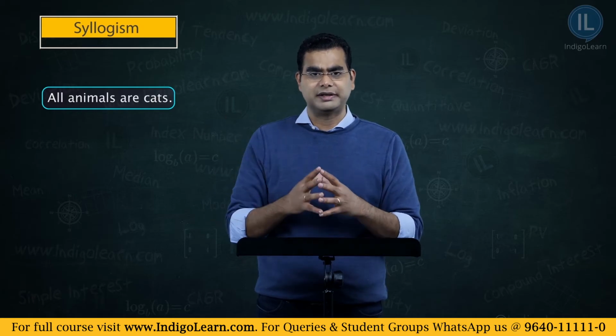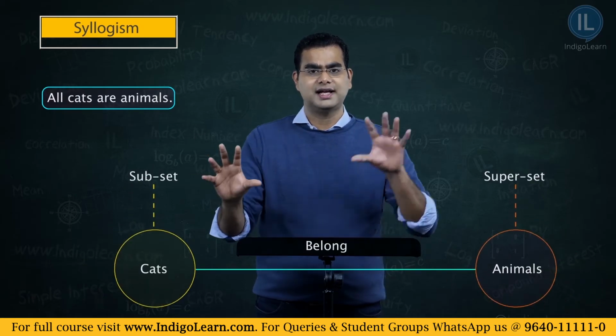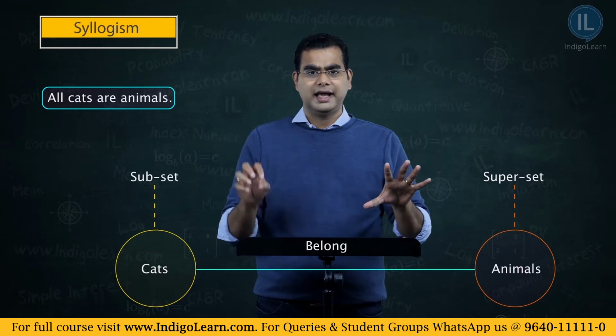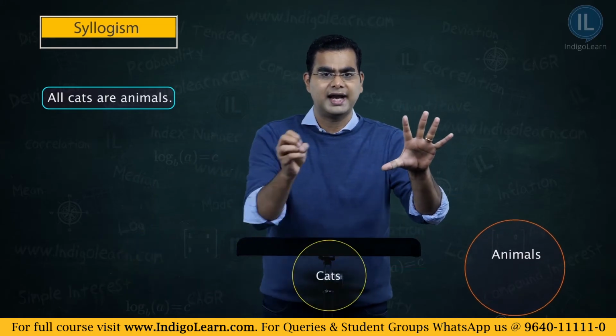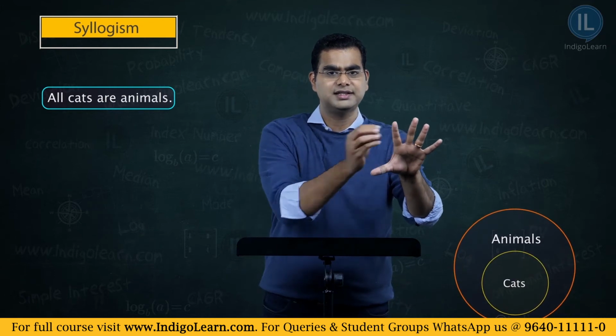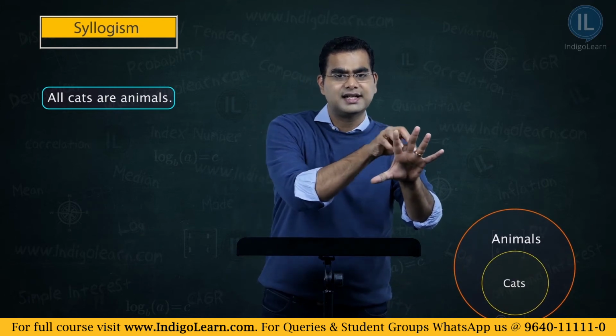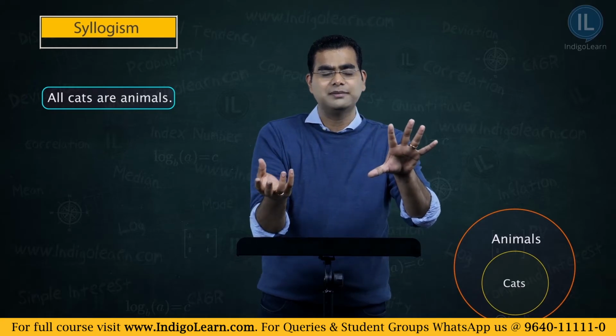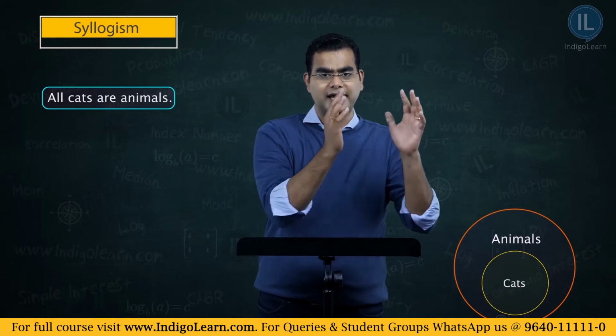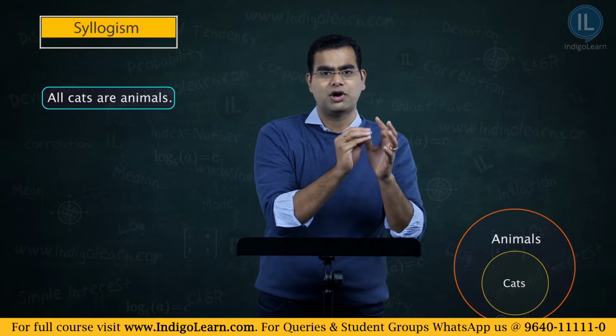Now, this is one statement: all cats are animals. What does this mean? Cats is a subset, animals is a superset, and cats belongs to this set. That is, cats is inside this entire group called animals. Is there any cat which is outside this group called animals? No. So, animals is the bigger set and cats is the smaller set.